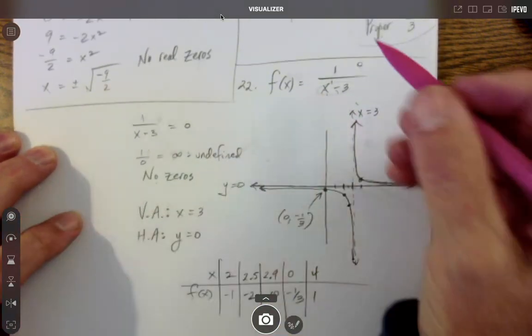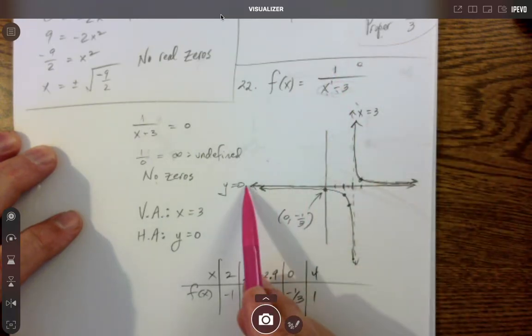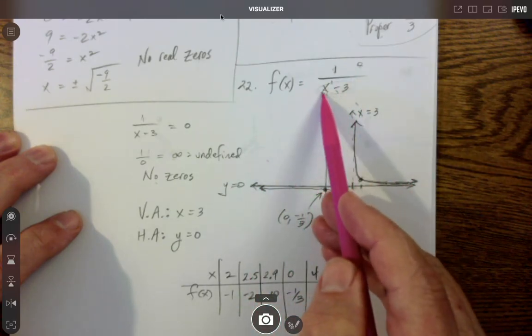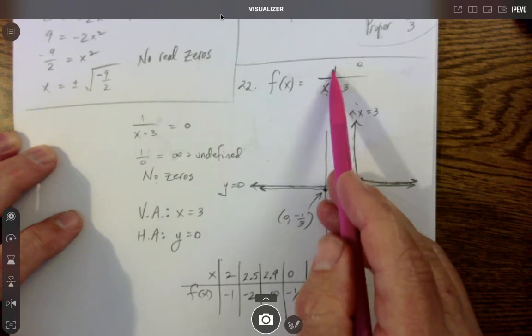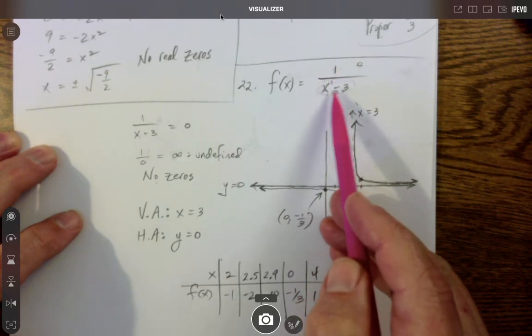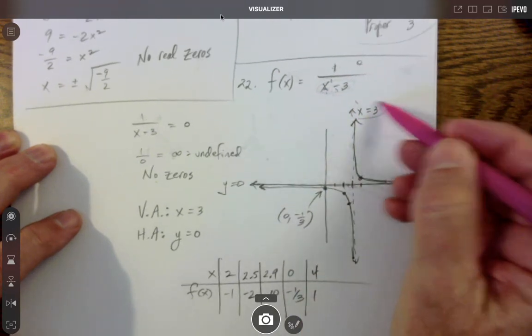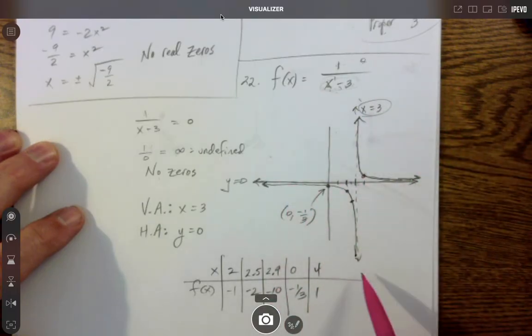Recap. It's a proper fraction. Therefore, the x-axis is a horizontal asymptote. 3 is not in the domain of this function because it makes the denominator 0, and x minus 3 does not cancel with anything on top. Therefore, 3 will be your vertical asymptote. So x equals 3 is your vertical asymptote, that vertical line. So now I've got two asymptotes.